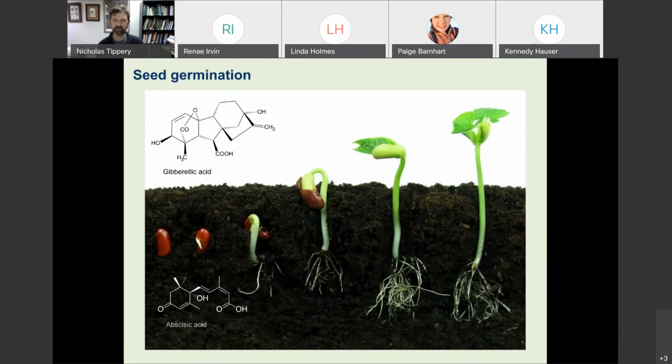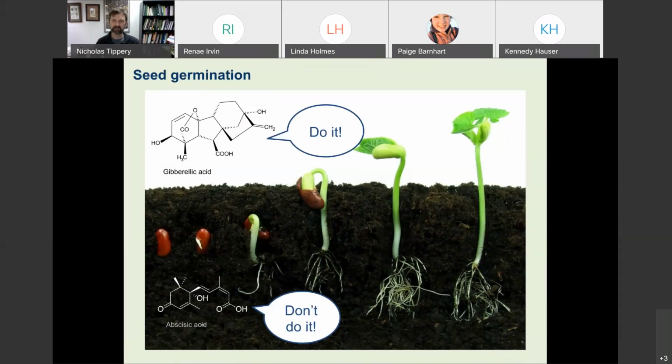And a little bit of back and forth between these two hormones, gibberellic acid and abscisic acid. Just like we saw with the auxin and the cytokinin, they're kind of at different ends of the plant, producing contrary signals. And sometimes in seeds, there's this contrary signal of gibberellic acid to germinate seeds, and abscisic acid can be a signal that actually encourages seeds not to germinate.